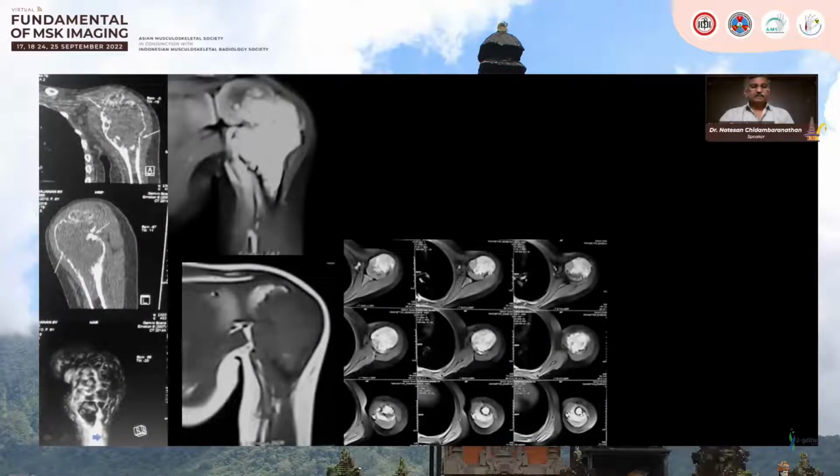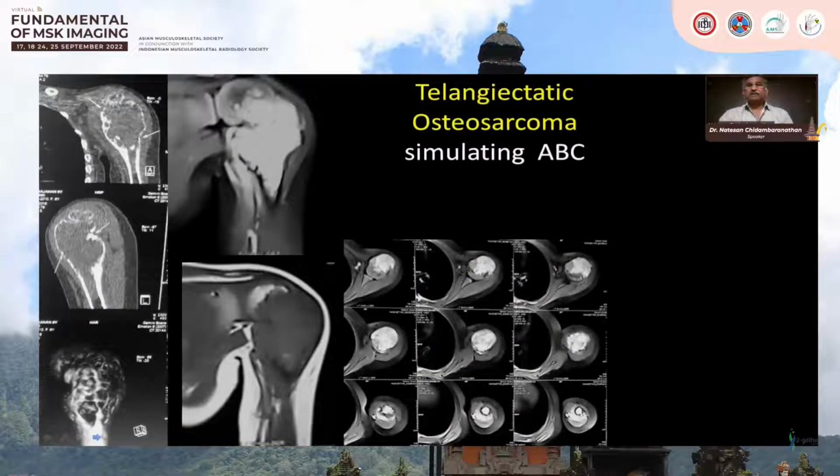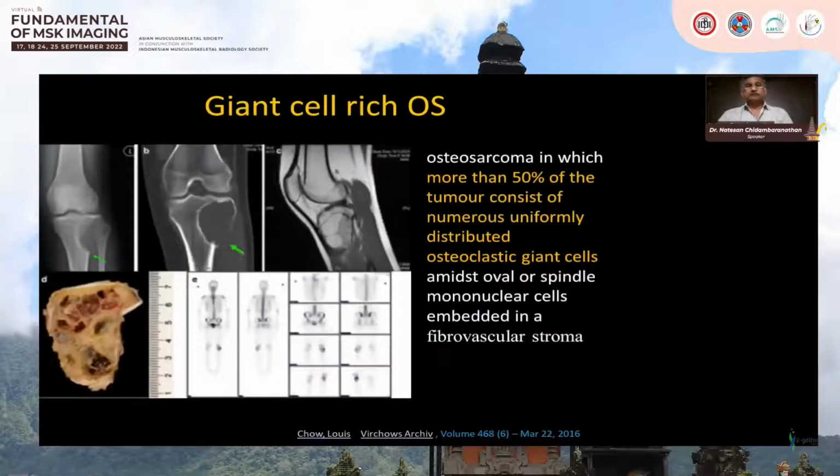We thought this was like an ABC, but it turned out to be a telangiectatic osteosarcoma. So telangiectatic osteosarcoma, with fluid-fluid levels and hemorrhagic areas, is often mistaken as an ABC. Giant cell rich osteosarcoma.